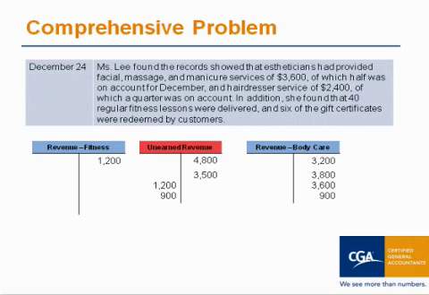We also have to recognize the second component of the transactions that happened on December 24th. We have 40 regular fitness lessons that were delivered and 6 gift certificates that were redeemed by customers. So we're going to be doing a few things. We're going to be recognizing that some of the income that has been posted as unearned has now been earned.